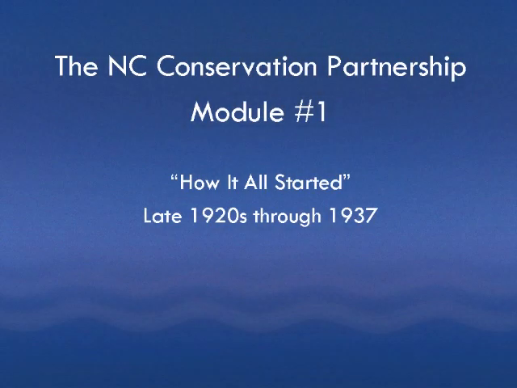Module number 1, entitled How It All Started, covers the very beginning of the soil and water conservation movement and the significance North Carolina played in that movement. The time frame from the late 1920s until 1937 includes the creation of the Soil Conservation Service, creation of conservation districts, and the establishment of the State Committee, which provided direction and oversight to the newly formed conservation districts.